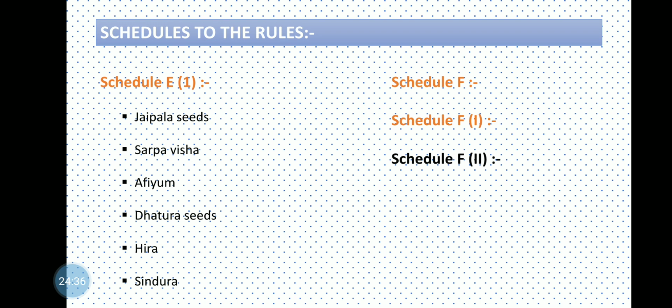Then next, that is schedule F2. Schedule F2, that is Roman 2, standards for surgical dressings. Now in surgical dressings like absorbent cotton, cotton gauze, etc. that are specified.